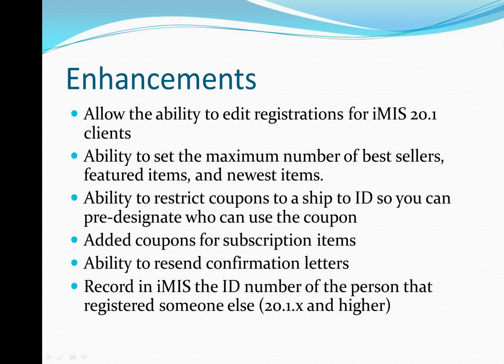Some other things that have happened are, for example, the ability to set the maximum number of bestsellers, featured items, and newest items. I think that came in through Idea Scale, perhaps. Maybe you don't have a lot of newest items, and you only want to show the 2 or 3 newest, and it used to be set to always show the 10 newest items. So this is a way for you to control, case by case, for bestsellers, featured items, and newest items, how many you want to show.